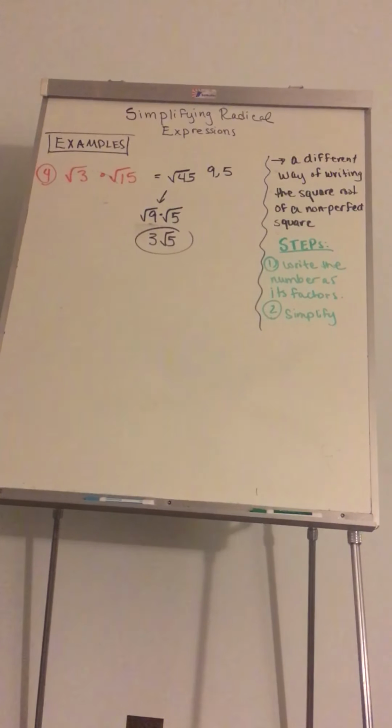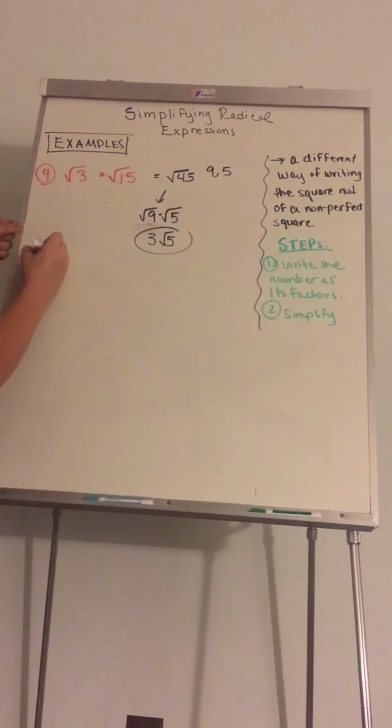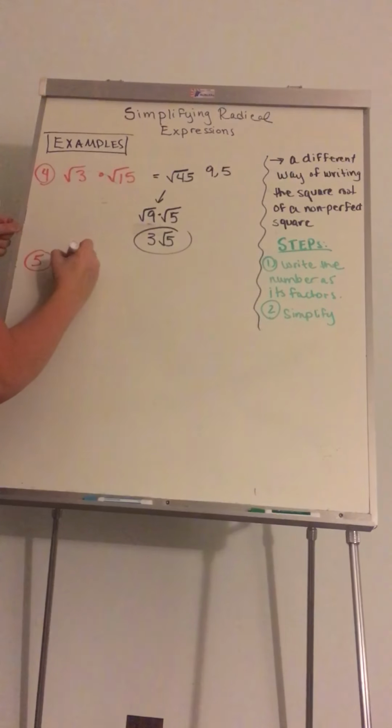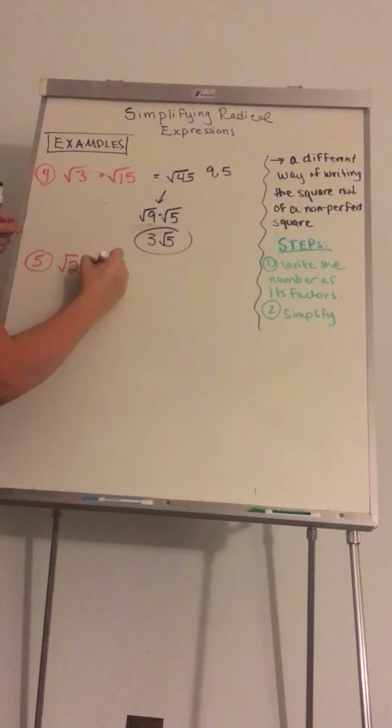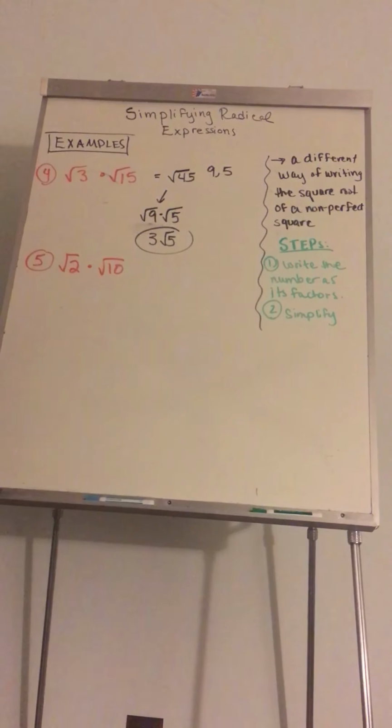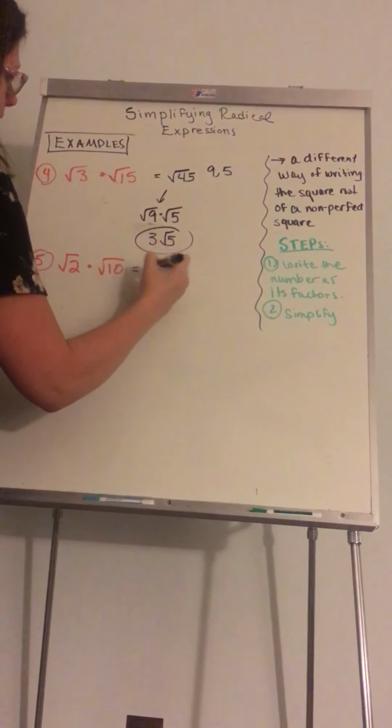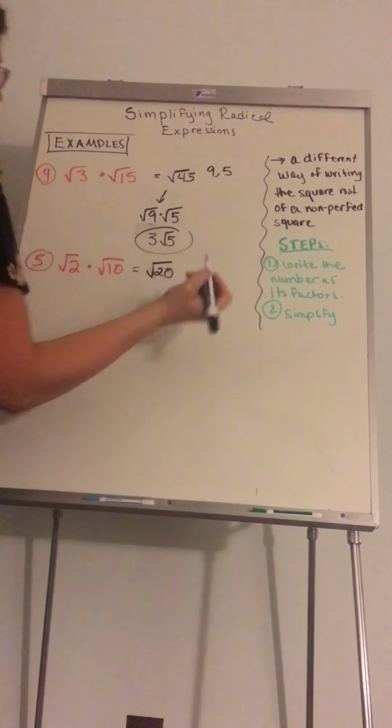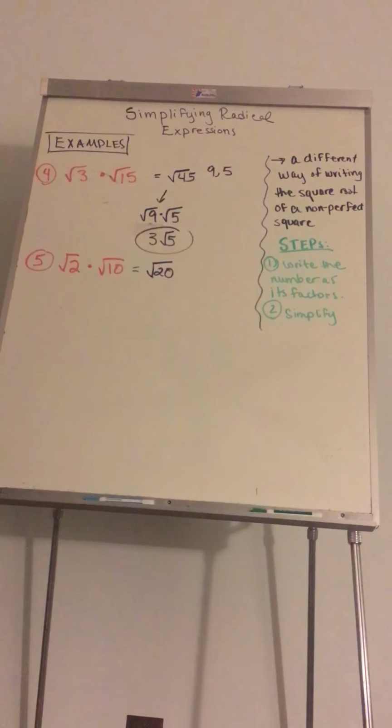Let me do another one. Let's try the square root of 2 times the square root of 10. Again, I'm going to multiply 2 times 10, which equals 20, so I end up with the square root of 20. Now I'm going to again simplify 20 into two factors where one of them is a perfect square.